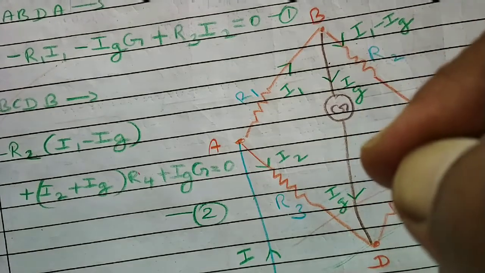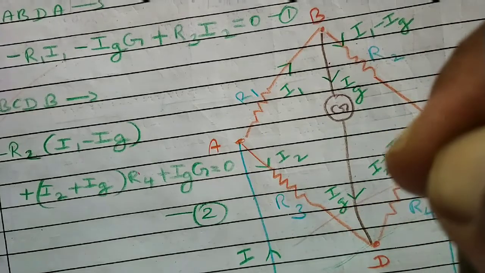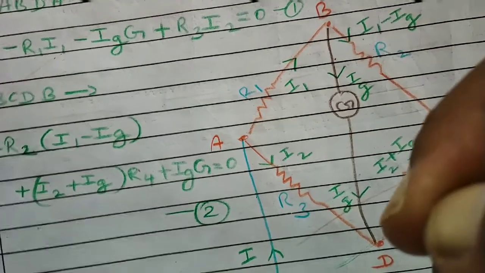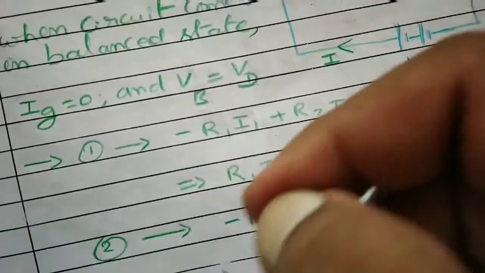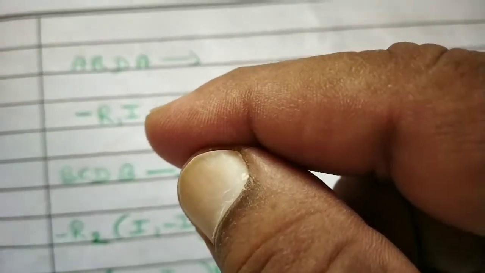What is that? Making Ig 0. Means potential of B and potential of D should be equal, which is possible by changing the values of R3 and R4. So now when the circuit comes in balanced state, Ig should be made 0, so wherever Ig is 0, we should write 0 in equation 1 and equation 2.